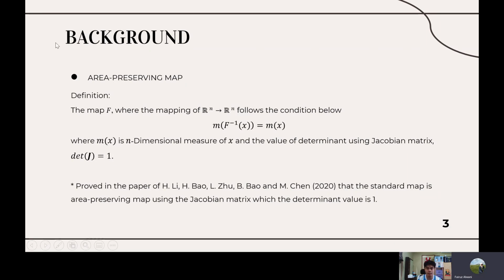Okay, so since our research is about the standard map, it has already been proved in the paper of H. Lee, H. Bao, L. Zhu, B. Bao, and M. Chen in 2020 that the standard map is an area preserving map using the Jacobian matrix, where the determinant value is equal to 1.